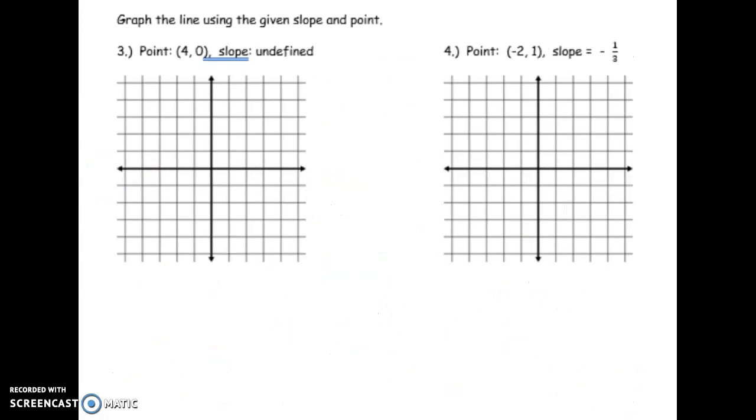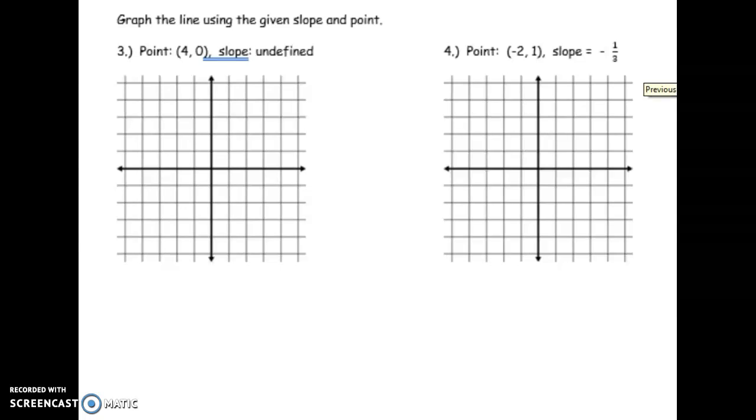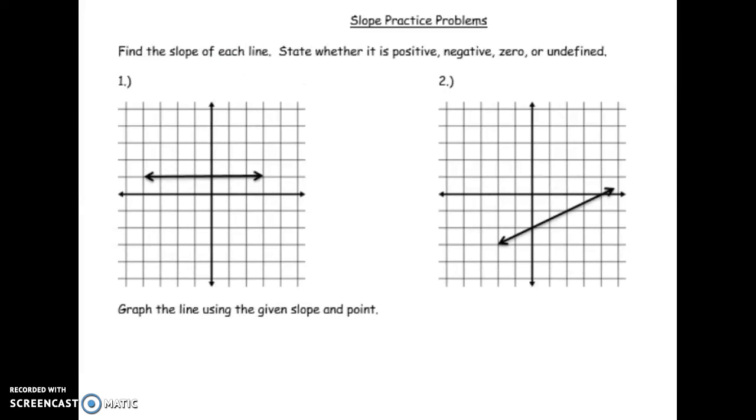Okay, so moving on. Did I skip a page here? Nope. Okay, all right, it says graph the line using the point slope form. Actually, I did skip a page here. What happened? There it is. Okay, slope practice problems. Find the slope of each line. State whether it's positive, negative, 0, or undefined.